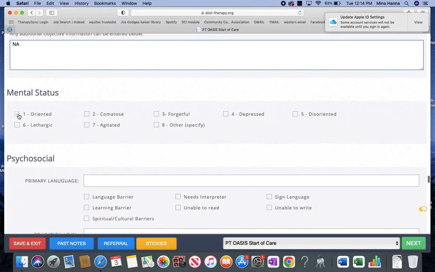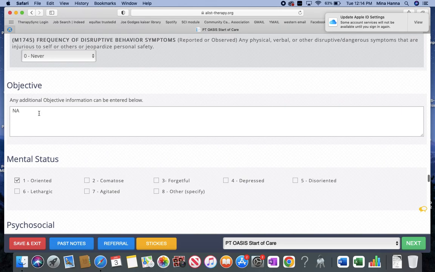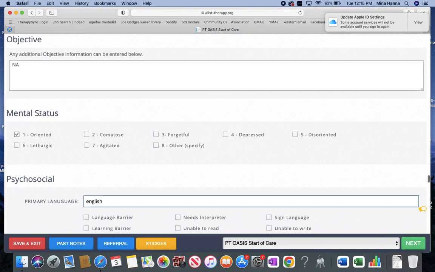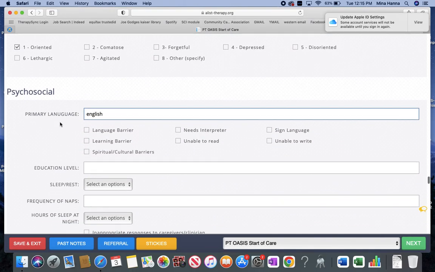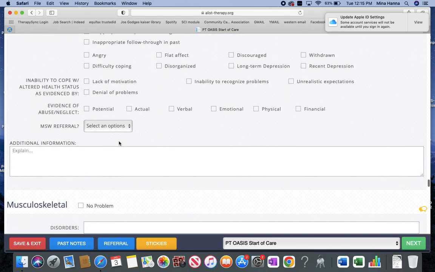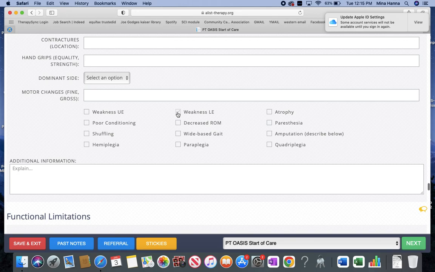Everything after this is exactly like it was before. So we go through it, and you'll notice objective. I didn't really do any specific objective for this test besides what's in here, so I can put non-applicable. Patient oriented, psychosocial, primary language is English. I skip all this. I don't have a problem with it. Musculoskeletal, yes, I'm going to put left total knee arthroplasty here. I'm going to select weakness, lower extremity, decreased range of motion, for example, right?